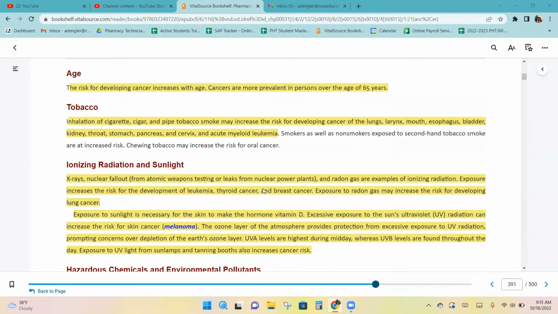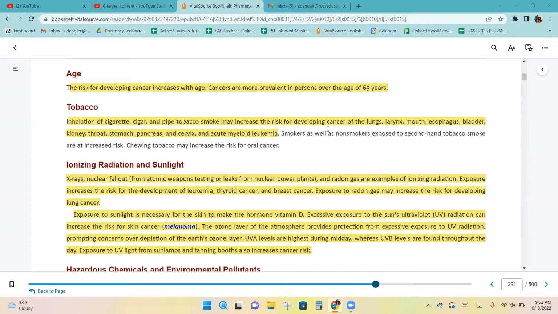The risk for developing cancer increases with age. Cancers are more prevalent in people over the age of 65. Inhalation of cigarette, cigar, and pipe tobacco may increase the risk for developing cancer of the lungs, larynx, mouth, esophagus, bladder, kidney, throat, stomach, pancreas, and cervix, and acute myeloid leukemia. Smokers as well as non-smokers exposed to secondhand tobacco smoke are at increased risk as well. Chewing tobacco can increase the risk for oral cancer.